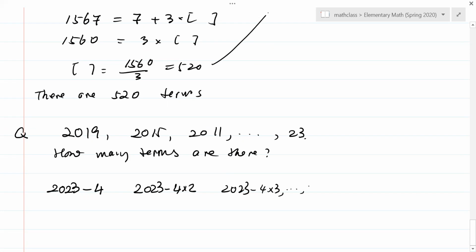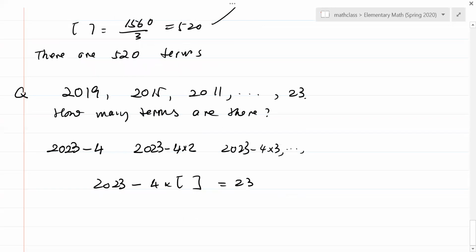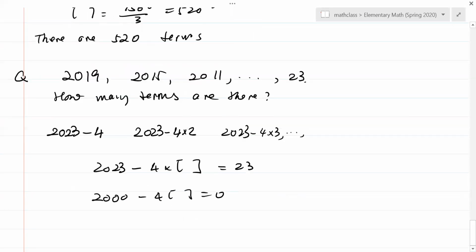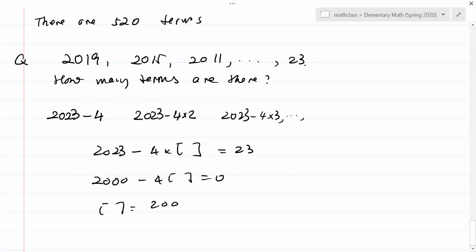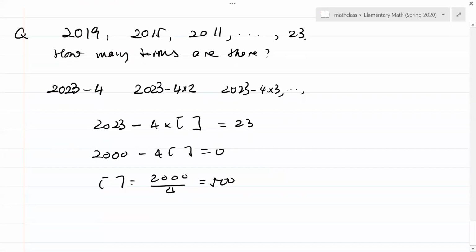Now the question is, how many 4s you have to subtract in order to get 23? So 2023 minus 4 times the number of the 4s you have to subtract in order to get 23. So the question is, what is that number for the last term? Okay, I'm going to subtract 23 from both sides, right? Then I have to divide by 4. 2000 divided by 4 is 500. So actually 500 terms, okay?